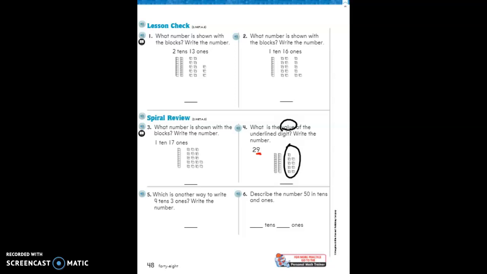Number 5 says, which is another way to write 9 10s and 3 ones? So if I draw a quick T-chart with 10s and 1s, 9 10s, put that in the tens place, and 3 1s. So what number is that? You just write it on the line. And number 6, describe the number 50 in 10s and 1s. So how many 10s and how many 1s for 50? There's a few different ways you could do it.